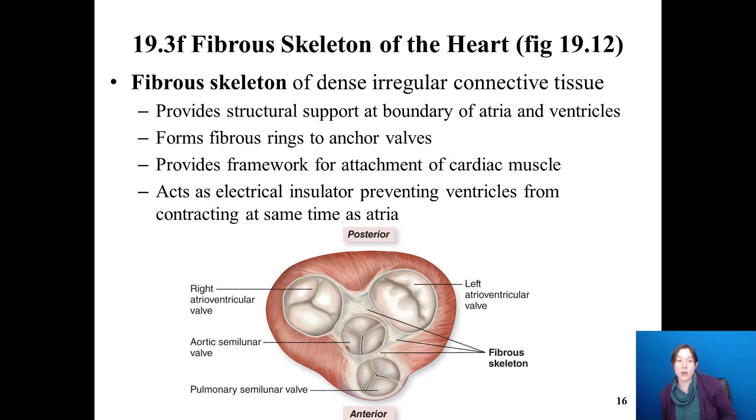The heart also has a fibrous skeleton of dense irregular connective tissue, and it provides structural support at the boundary between the atria and the ventricles. We can see this white part here is going to be that fibrous skeleton between the atria and the ventricles. This is important because it provides a framework for attachment of cardiac muscle. It also forms fibrous rings to anchor those valves, and it acts as an electrical insulator that prevents the ventricles from contracting at the same time as the atria. So this will be really important when we talk about the cardiac cycle and the electrical activity of the heart.